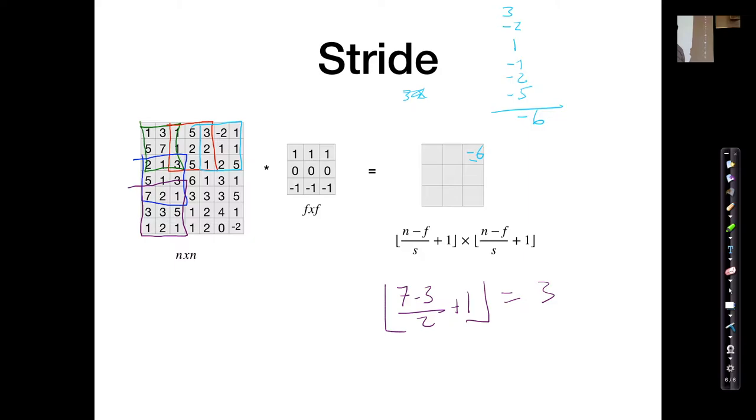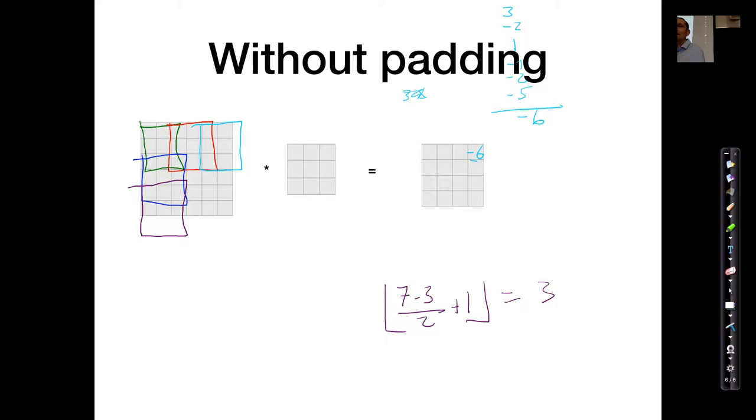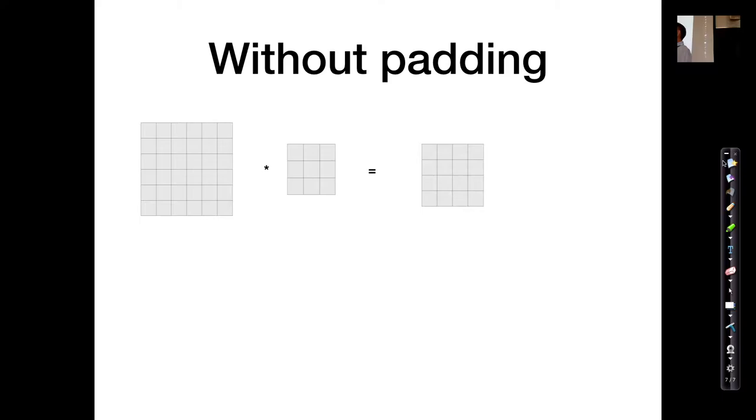Questions on the stride? Okay, padding. So when you're specifying convolution, you're specifying how big it is, and it's always square, and it's normally odd, which makes sense. You also need to specify the stride, and then you need to specify the padding. So without padding, it gets smaller.